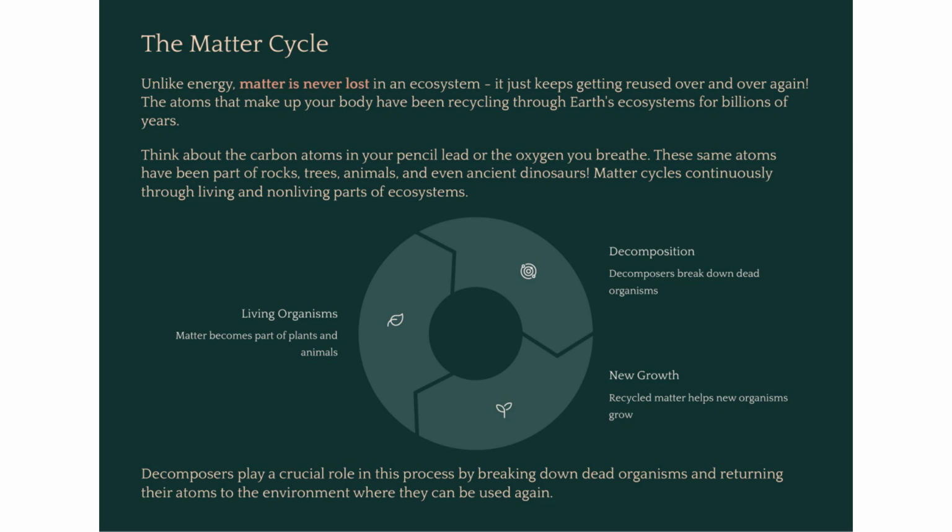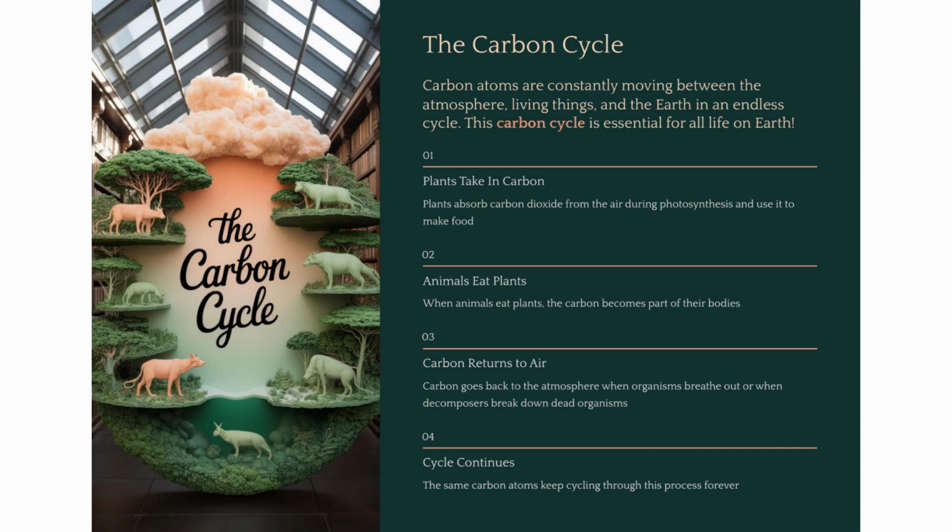Decomposers are vital because they are the ones that break down dead things and return the matter to the soil. A great example is the carbon cycle. Plants take in carbon from the air. When an animal eats the plant, it gets the carbon atoms. When the animal breathes out, it releases carbon back into the air. And when the animal dies, decomposers break it down, releasing the carbon back into the soil and atmosphere. It's a never-ending cycle of carbon.